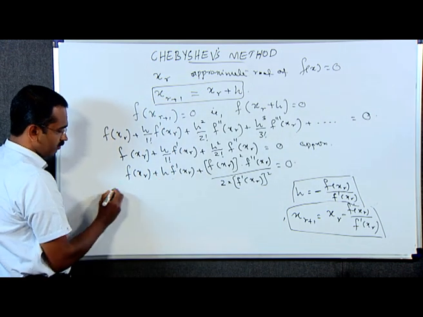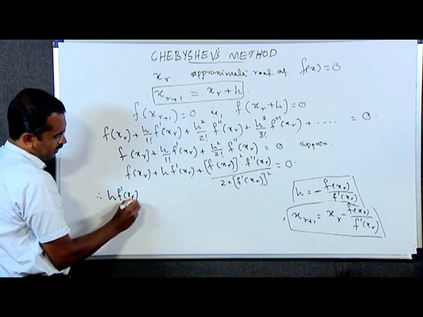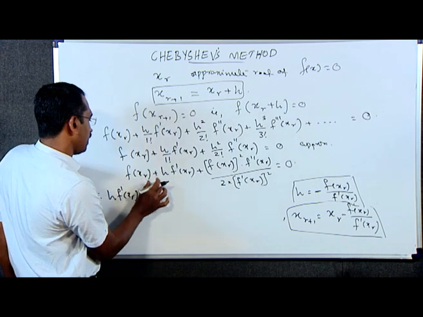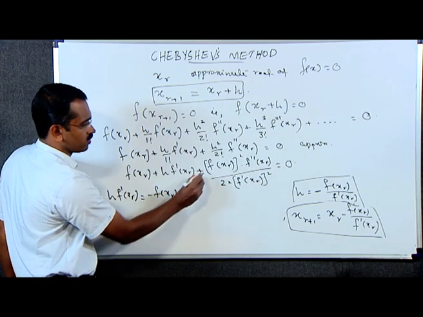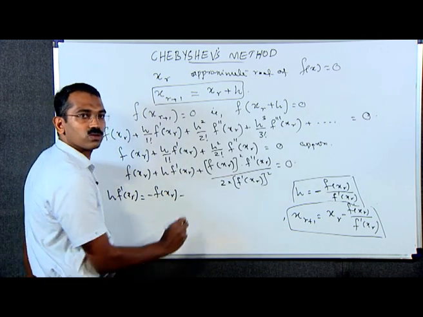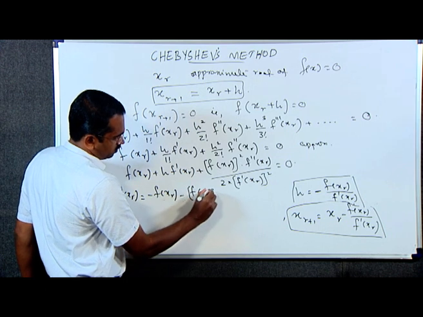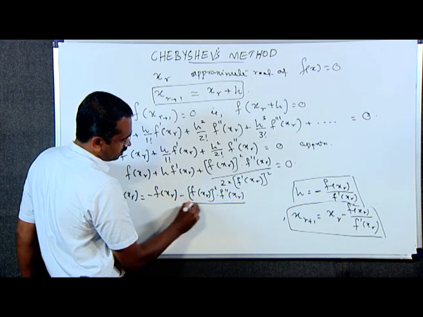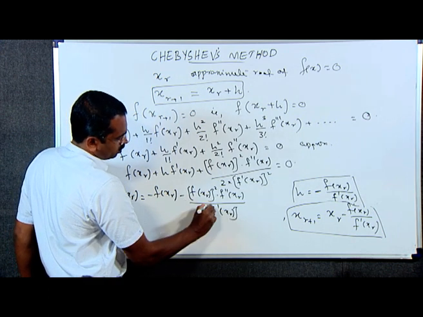Therefore, from here we can write h f'(x_r) = -f(x_r) - [f(x_r)]^2 f''(x_r) / (2 [f'(x_r)]^2).